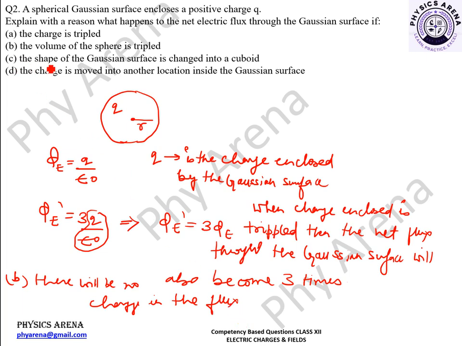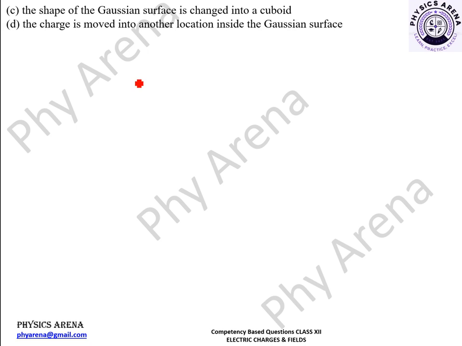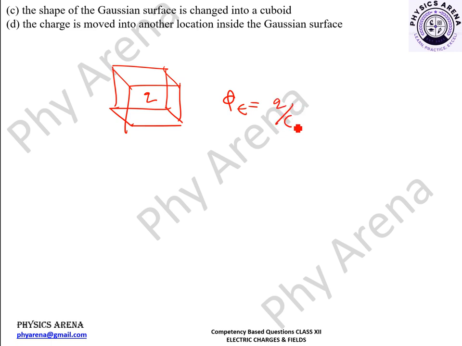Let's take part C. If the shape of this Gaussian surface is changed into a cuboid, and the charge inside it remains the same, then also phi E is equal to Q upon epsilon naught. Because changing the shape will not affect the electric flux as long as the charge is remaining inside the shape that we are taking. So for part C, we have written that there is no change.